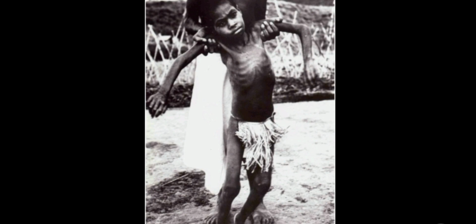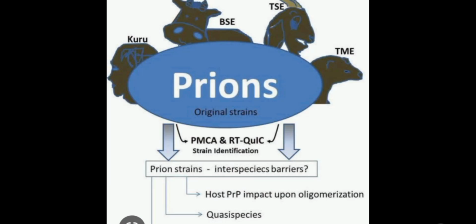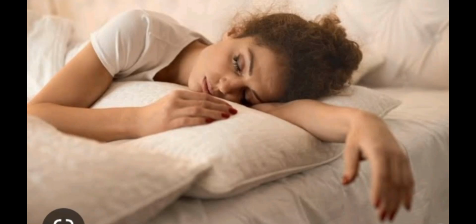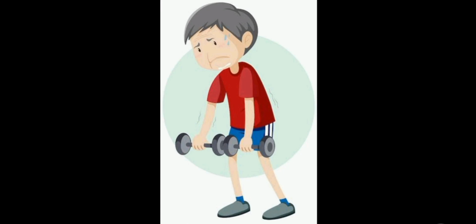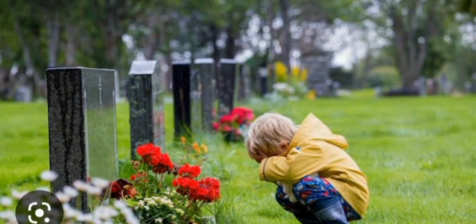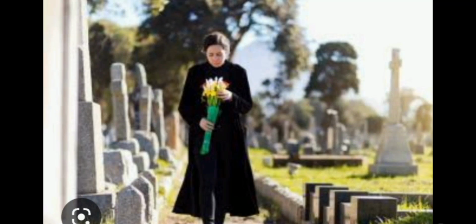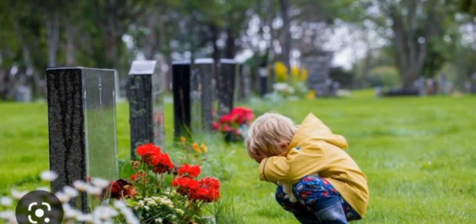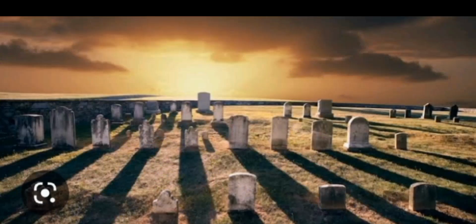So the symptoms of prion disease are such as dementia, sleep problems, weakness, and eventual death, because up to now there's no cure for prion disease. Now, you may be asking yourself, how can this disease spread from one person to another? The following are the ways in which prion disease can be transmitted from one person to another.